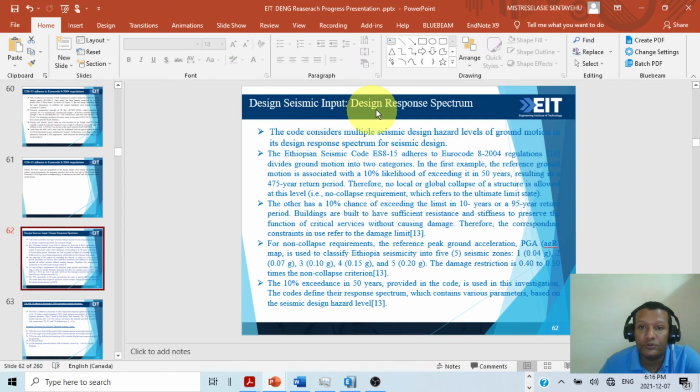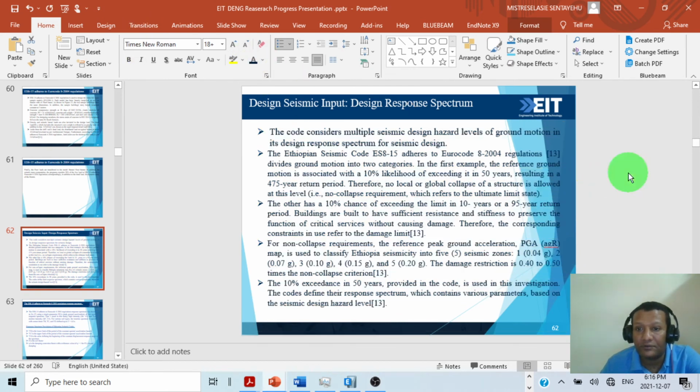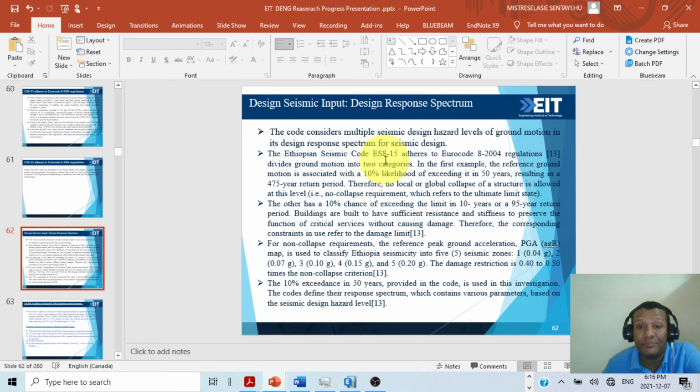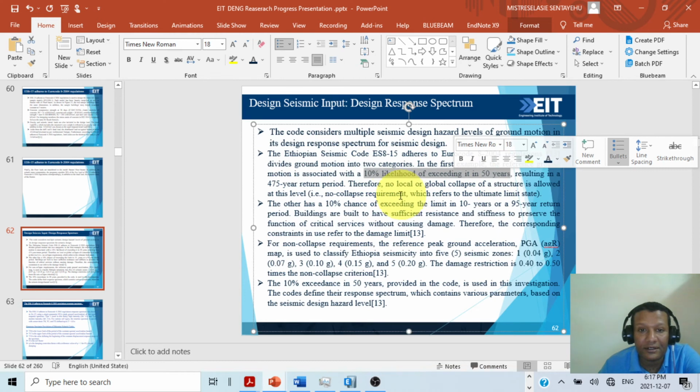Design spectrum, input design response spectrum, I already showed you, but just for the sake of demonstration, the code considers multiple seismic design hazard levels of ground motions in its design response spectrum for seismic design. The Utopian seismic code ES 815 adheres to Eurocode 8 2004 regulations, divide ground motion into two categories. In the first example, the reference ground motion is associated with 10% of likelihood of exceedance in 50 years. This is around 475 years return period.